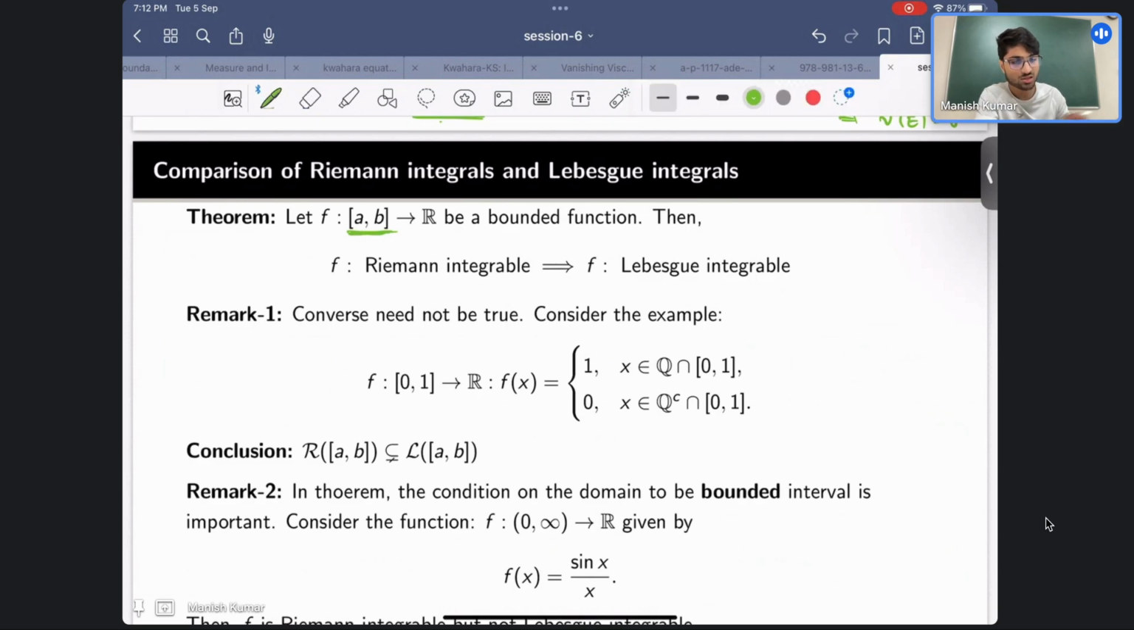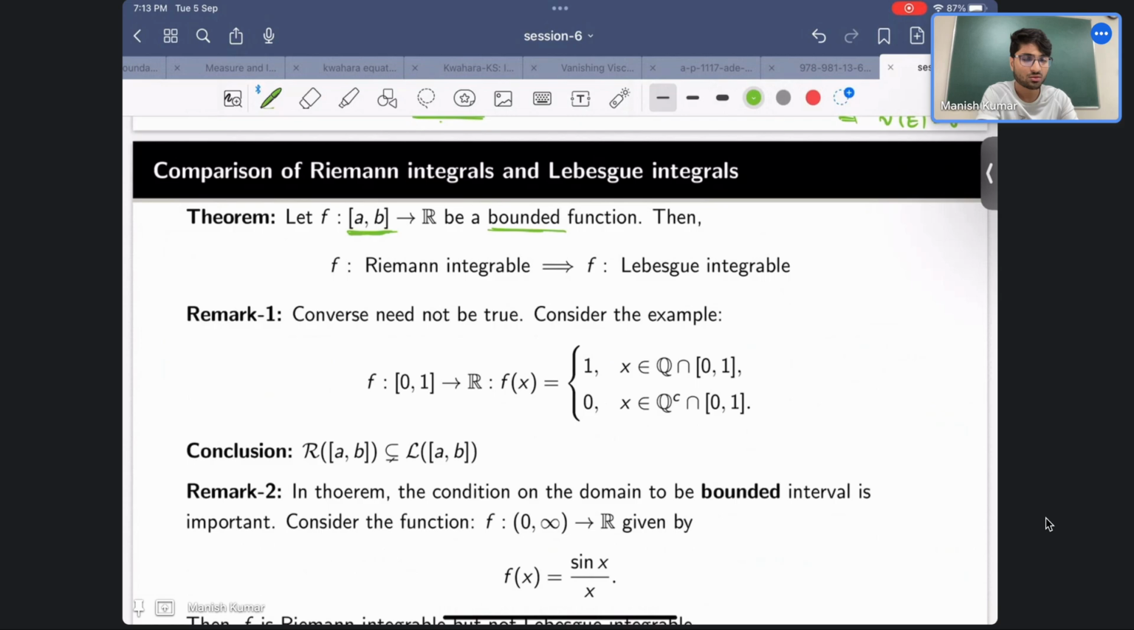It's just by upper sum and lower sum. If you have a function defined on a bounded interval, and this function is also bounded, then f Riemann integrable would imply that f is Lebesgue integrable, and in fact the Lebesgue integration of f will be equal to the Riemann integration of f. So the value will also coincide. This theorem says that for a real valued function defined on a bounded interval that is also bounded, the Riemann integration of f is equal to the Lebesgue integration of f.